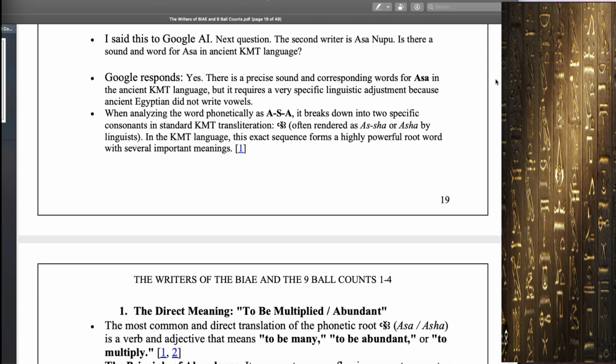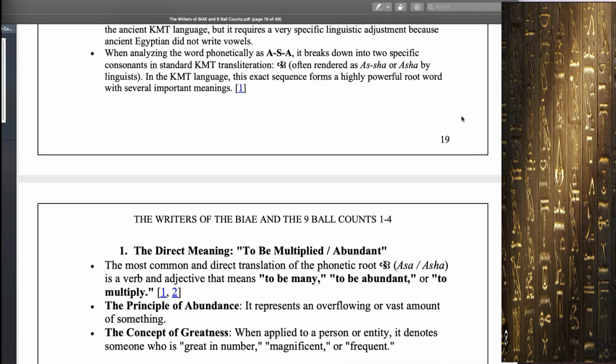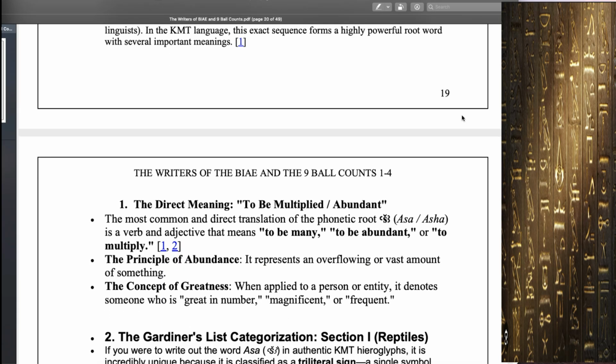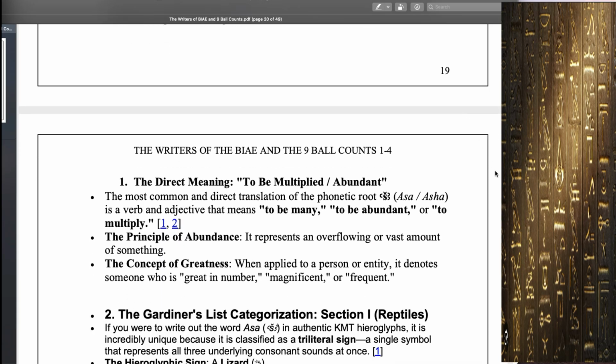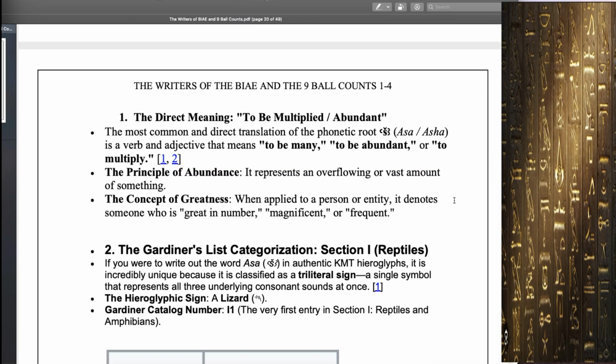All right, so direct meaning: to be multiplied, abundant. The most common and direct translation of the phonetic root Asa or Asha is a verb and adjective that means to be many, to be abundant, or to multiply. The principle of abundance. It represents an overflow or vast amount of something. The concept of greatness, when applied to a person or entity, denotes someone who is great in number, magnificent, or frequent. The Gardiner's List categorization, section 1, reptiles.